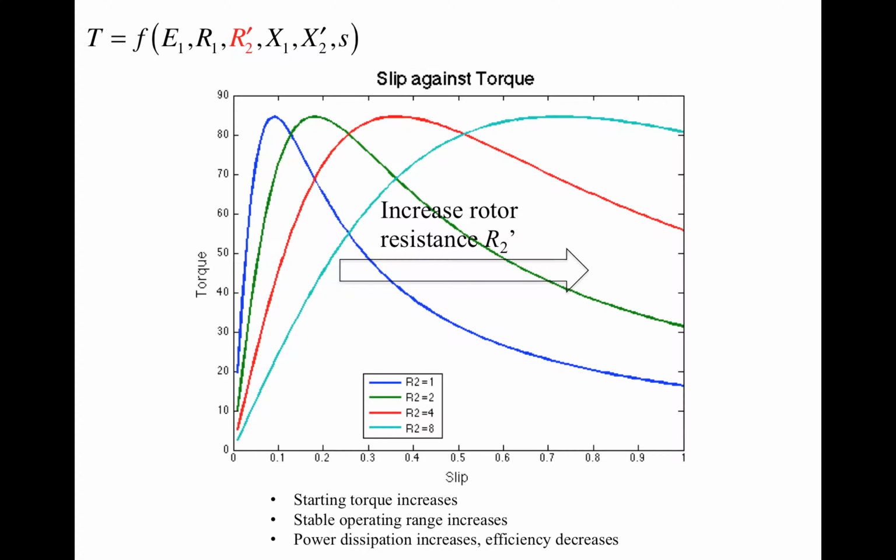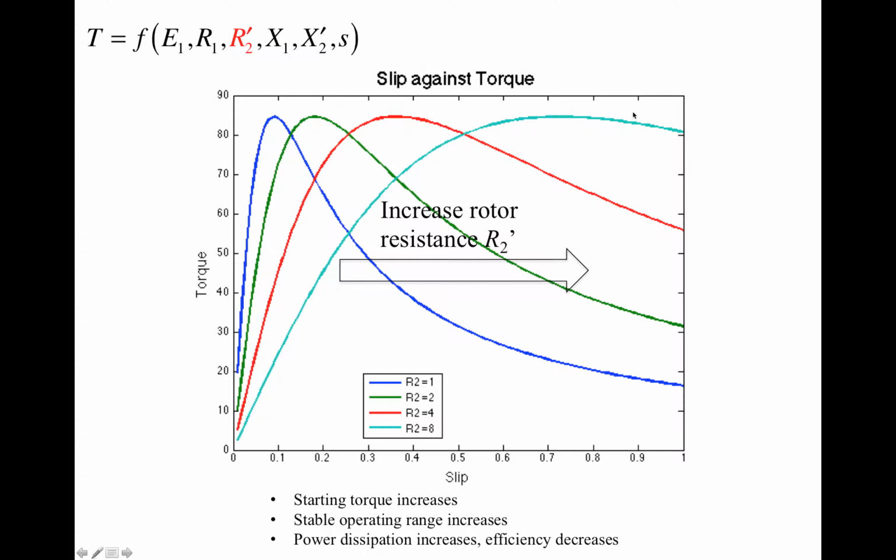And then the third, because the dissipated power equals the current squared multiplied by the resistance. So if you increase the resistance, the copper losses, the power dissipated by the resistance, are also going to increase, right? So the overall efficiency of the motor is going to decrease, and that's undesirable.